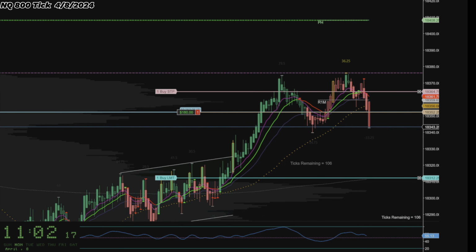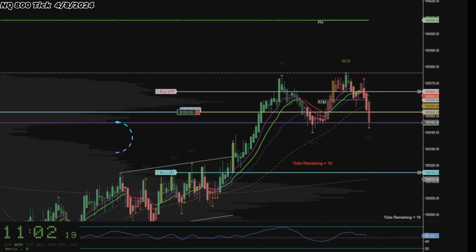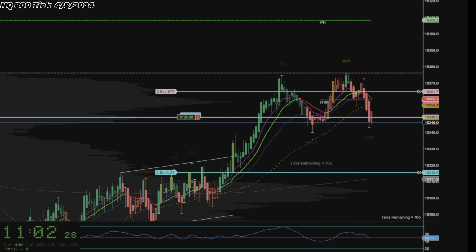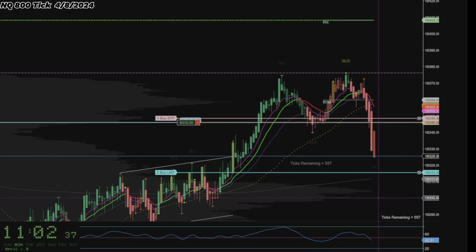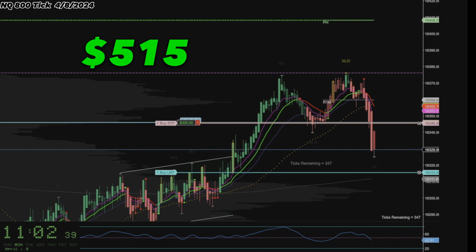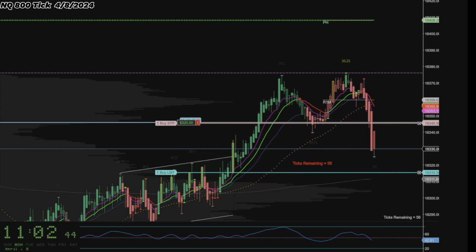Okay, we have some empty area below us as far as the volume wise. It's nice that I may enter another one here. Okay, enter another one, second lot. Okay, we just went through the value area high level again. Nice. Okay, I took one off and put the stop at break even.